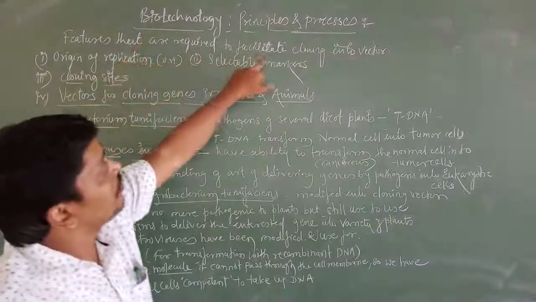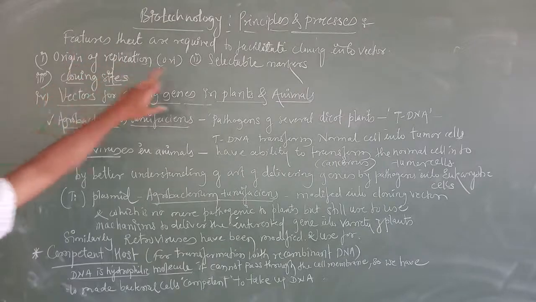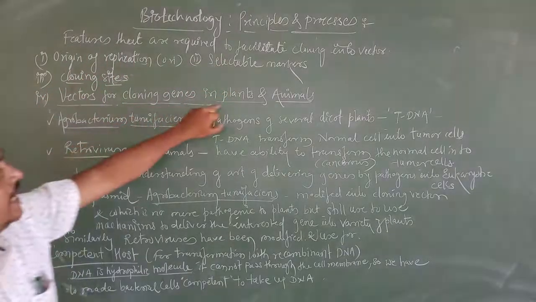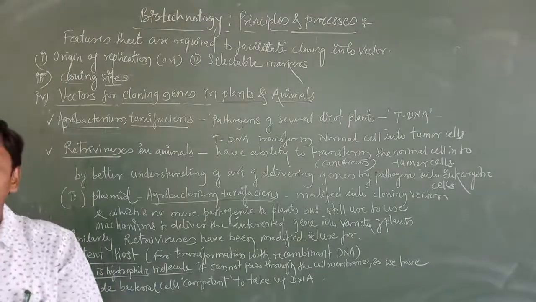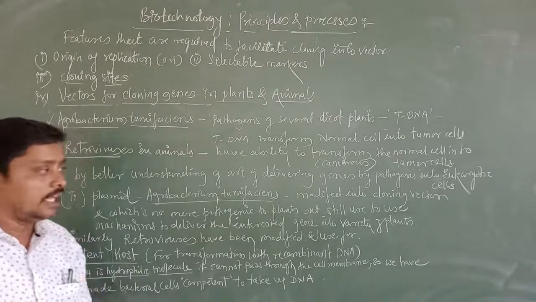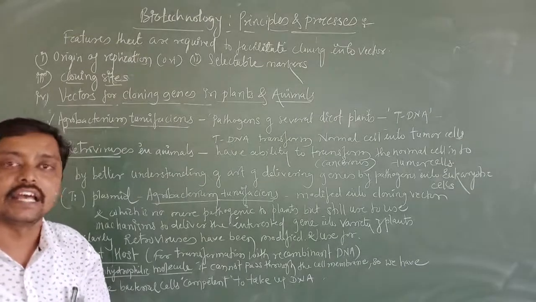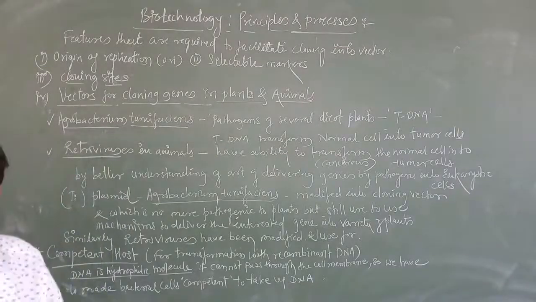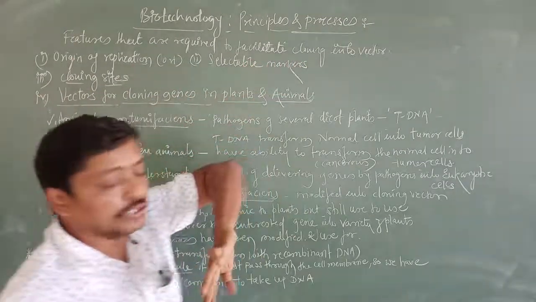This completes the features that are required to facilitate cloning into the vector. First one is origin of replication, second is selectable markers, third is cloning site, and fourth is vectors for cloning genes in plants and animals. Right? And you all know about the structure of pBR322. You must remember that diagram. Many times we ask you to draw a neat labelled diagram of plasmid pBR322.